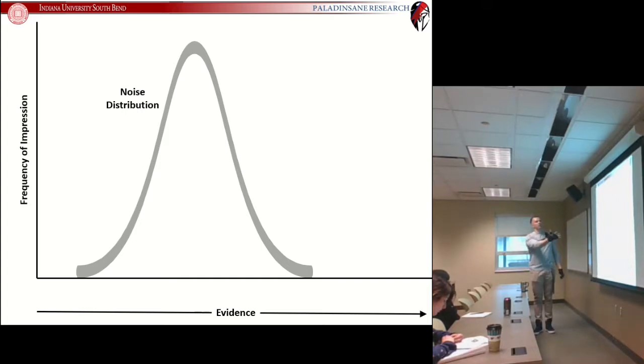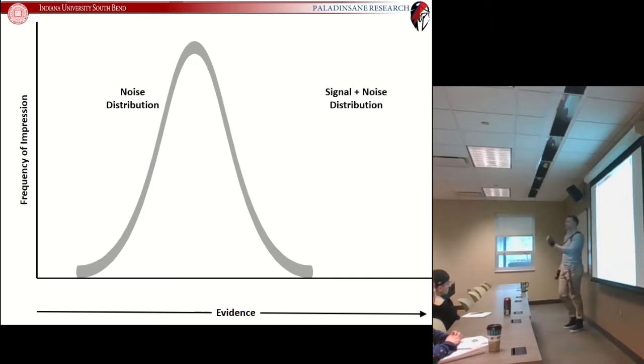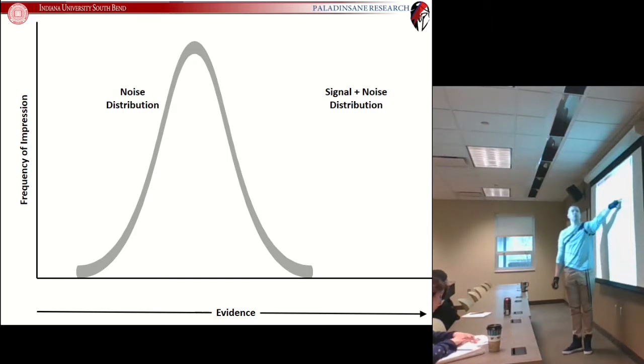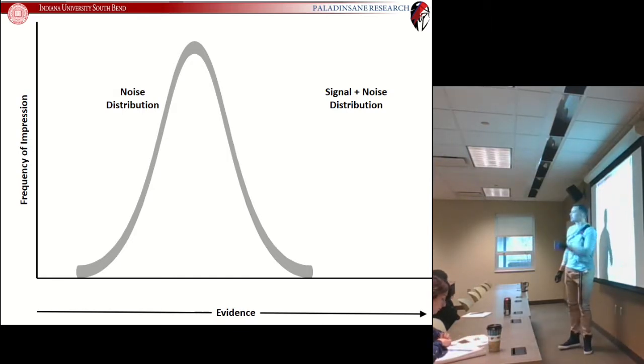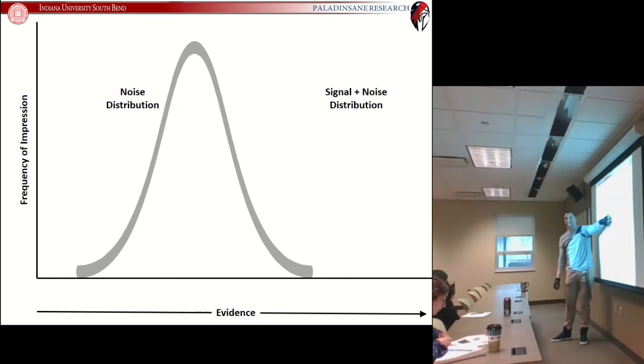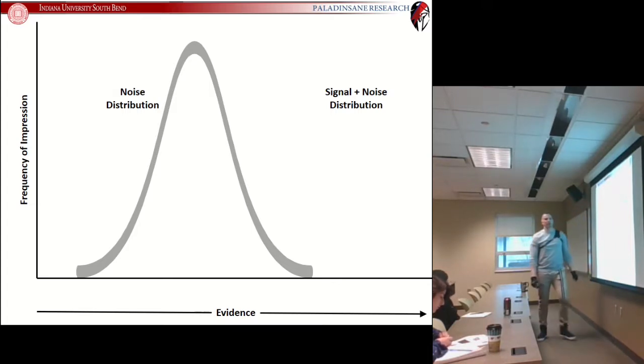So first off, clear on the noise distribution? Okay. What happens when you add a signal? What happens when that sound is actually presented? When there actually is a sound? Well, then we get the signal plus noise distribution. So it's never just a signal distribution alone. It's always a signal plus noise distribution because the noise is the baseline condition. This is what you're starting with.